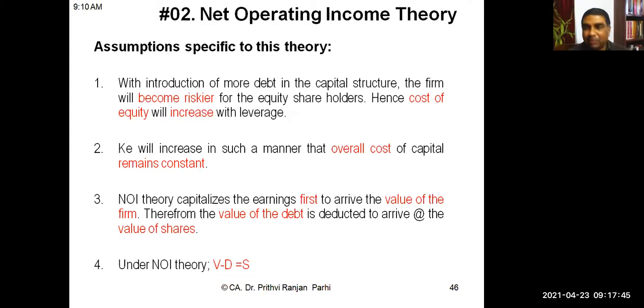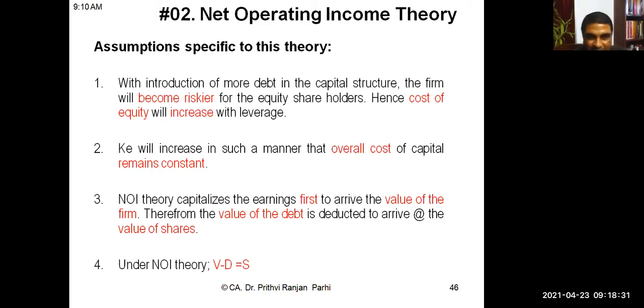constant. In the previous theory, we had understood that KD is constant, KE is constant, but KO falls. That means KO goes down. KO goes down, that is overall cost goes down, therefore value of the firm increases. But this theory says no, cost of equity will increase, but it will increase in such a way that overall cost will remain constant. Meaning, this means KD is constant, but KE is increasing, but KO is also constant. This is the assumption of this theory. When you do an example, you will understand it in a better way.